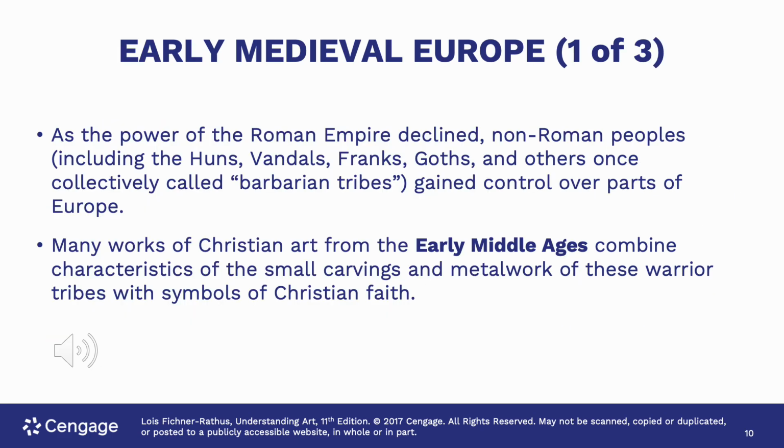As the Roman Empire declined, Europe became politically fragmented. Various groups, including the Goths and Franks, developed hybrid artistic traditions combining Christian symbolism and tribal decorative patterns.